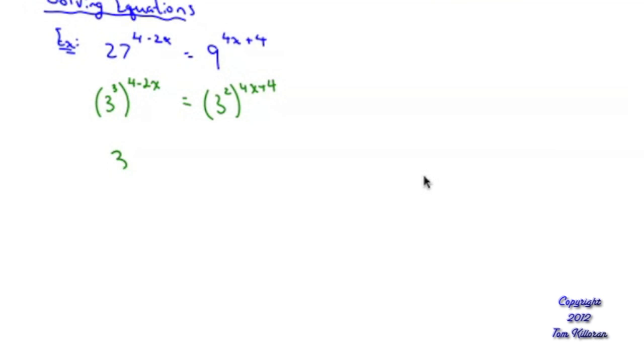So you're going to get 3 raised to the 12 minus 6x is equal to, it's going to distribute through the power, 3 raised to the 8x plus 8. Now, I talked about this next part earlier. If they have the exact same base, they're technically the same function. It's some base raised to a power is equal to some base raised to a power. That's the same thing as f of b is equal to f of a.